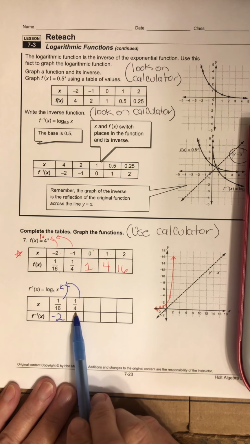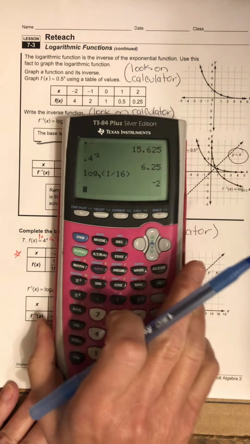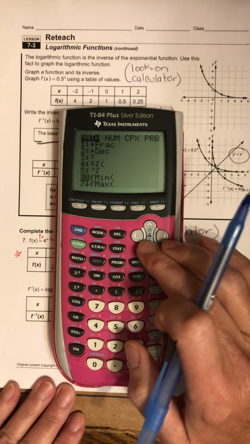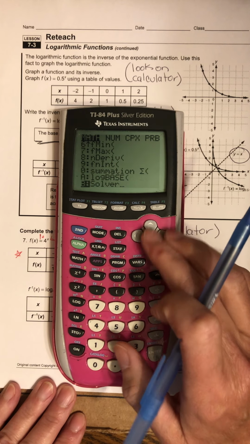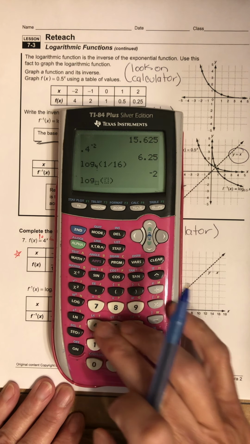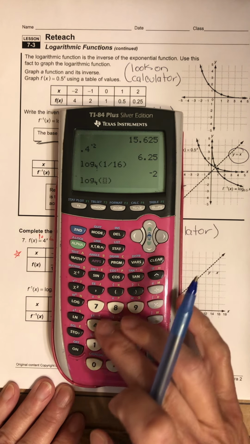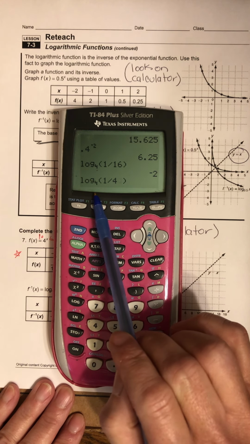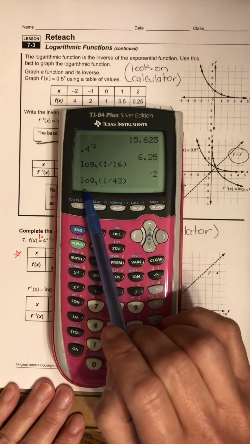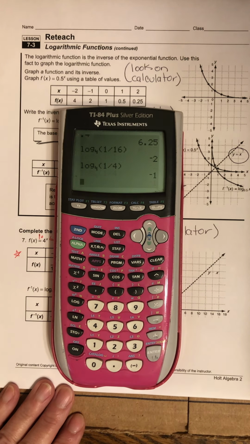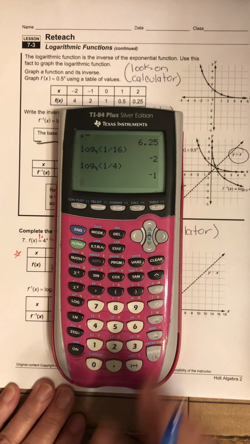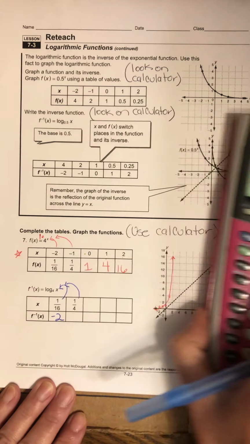Let's go back and put a 1/4 in for the x. So math, I'm going to go to log base. The base is 4. My solution is 1/4. The log is the exponent. So when I hit enter on the calculator, that's what it's giving me, the exponent when the base is 4. So that's a -1.